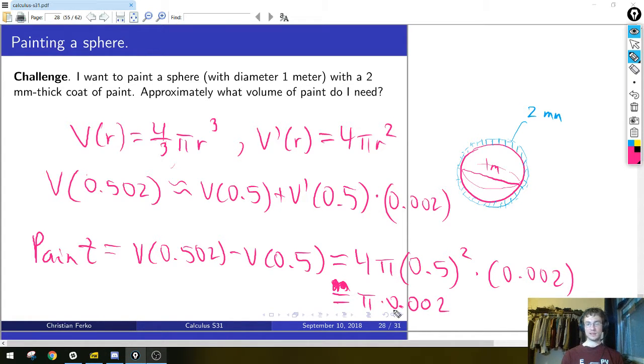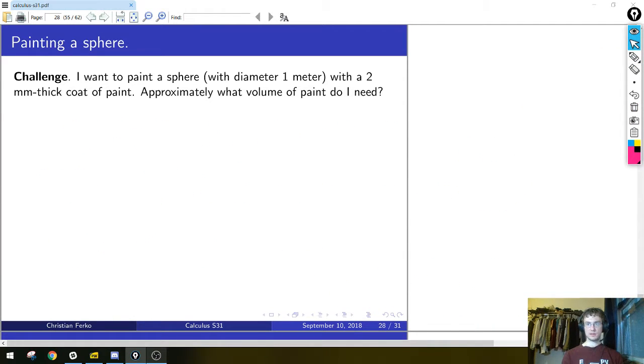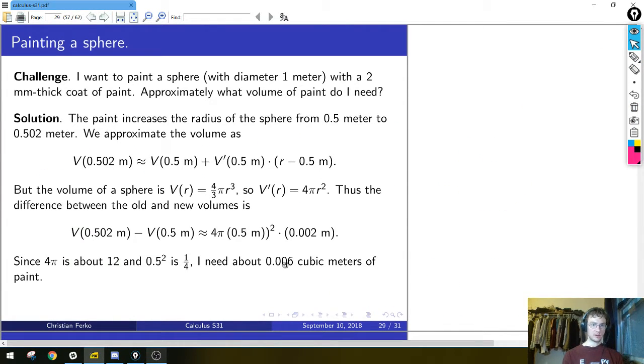That's fine. If you just wanted to get a rough idea of what this was, you would say, all right, pi is about 3, so that's about 0.006, and I've been dropping units in all of these steps, but of course we know the units of this should be cubic meters. So that's about what we need. All right. Cool. Good. Usually when I do an approximation, I like to find the real answer to see how close we were, which I did not actually do here.